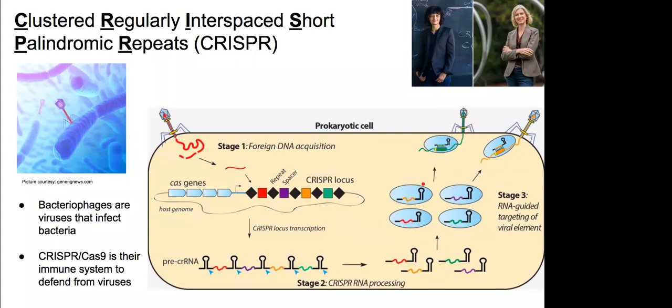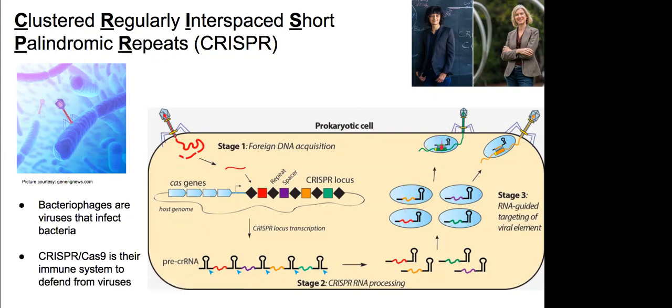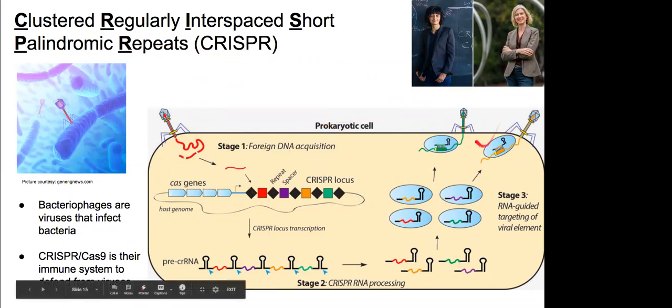So the bacteria is using the virus genome by incorporating it, making RNA out of it, and packing it with an enzyme that cuts any DNA that this complex binds to. And this complex can only bind to the same DNA that came in through this virus. So this is how the bacteria defend themselves against invading viruses. And for making this discovery, these women received the Nobel Prize.